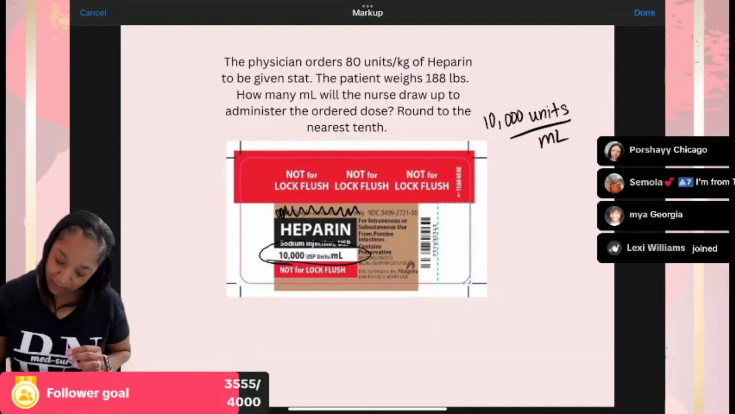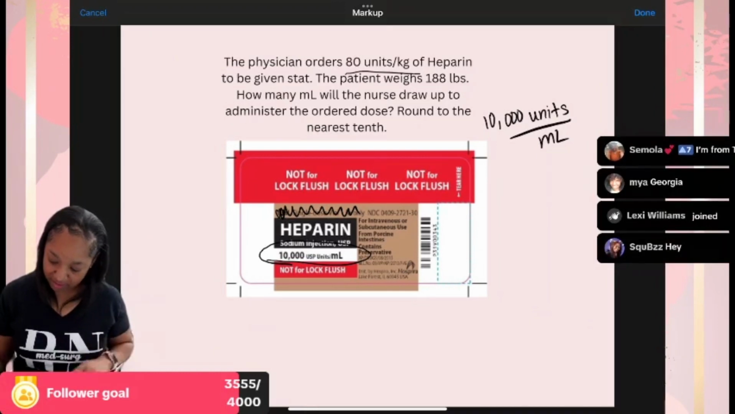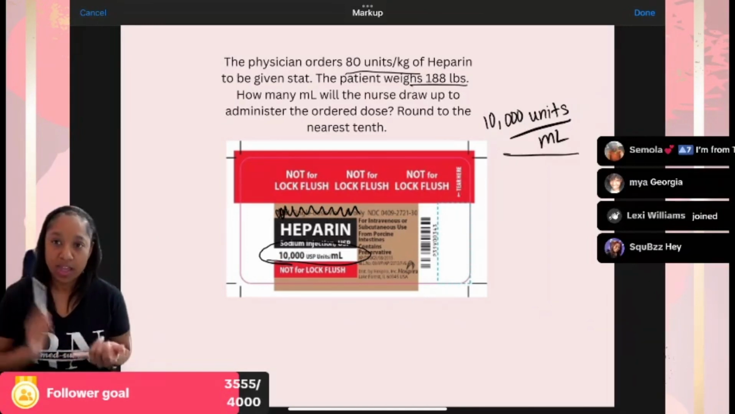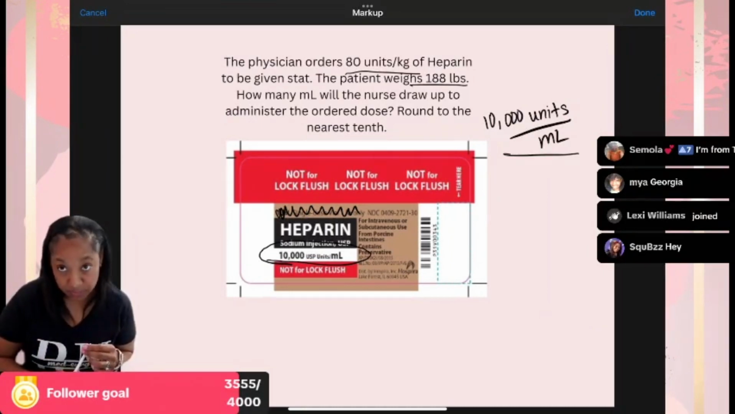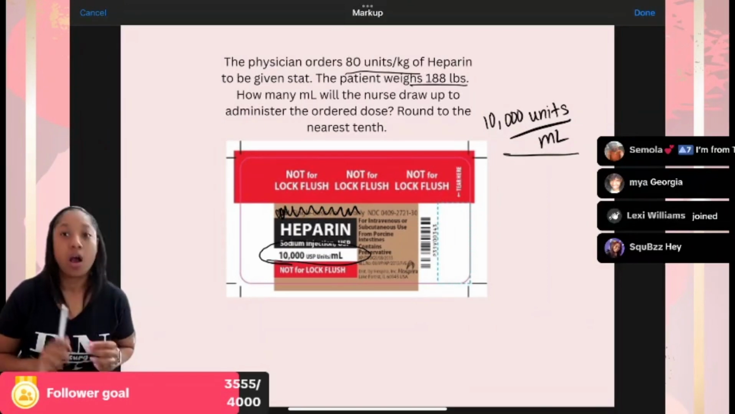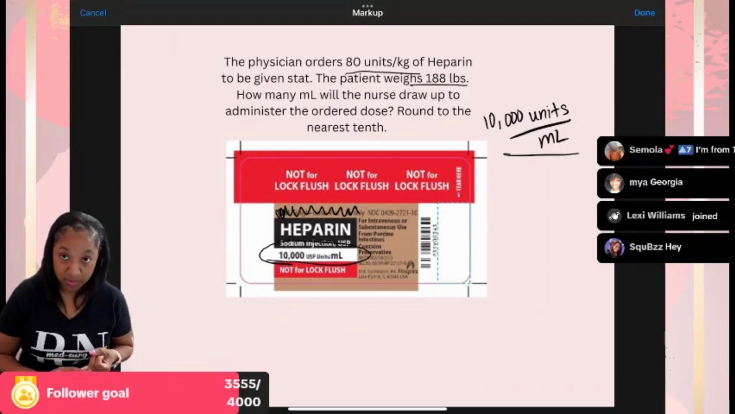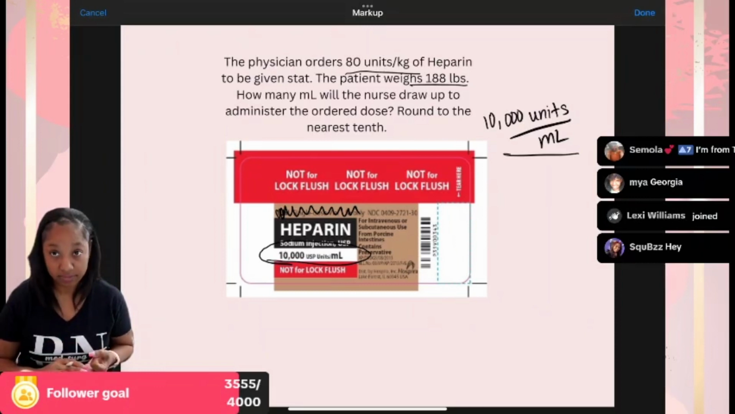All right, so the physician is ordering 80 units. So we have this, and then we have this, and then we have this. Okay, if you've been here before, you've heard me say PPP, and we're not talking about the loan. I am talking about patient, prescription, product. That is all that you need to solve these types of problems.